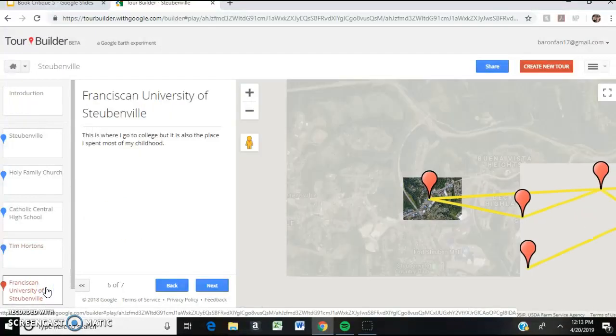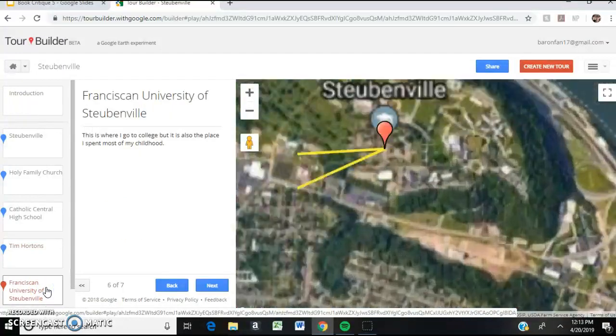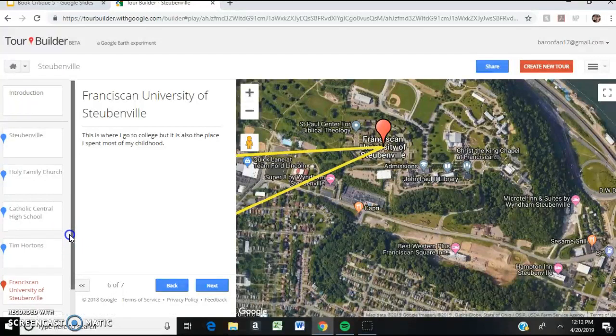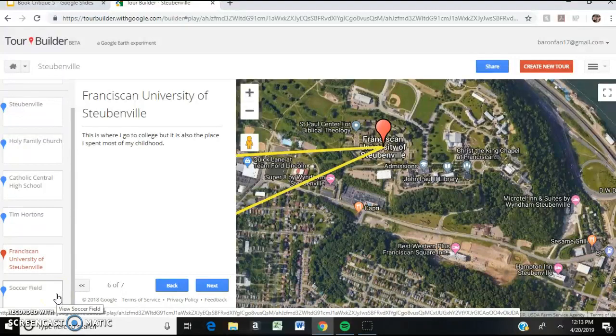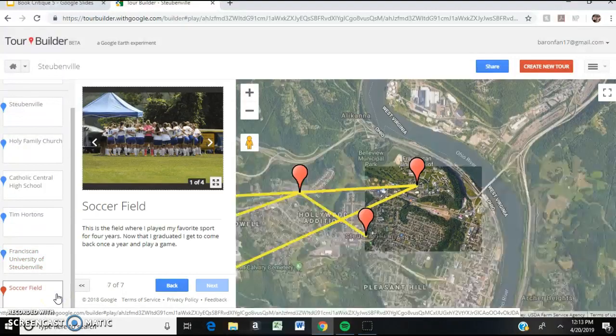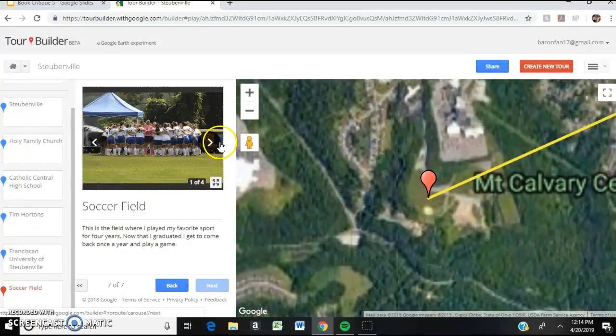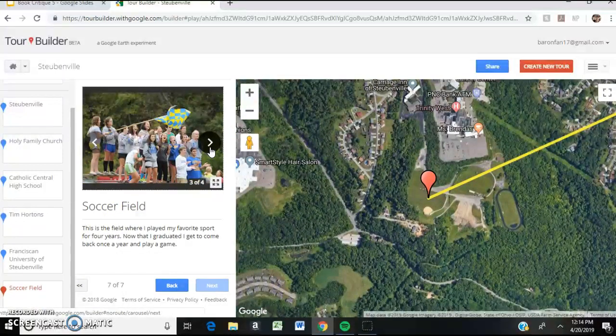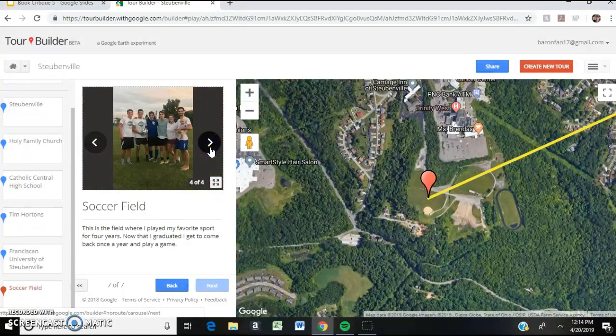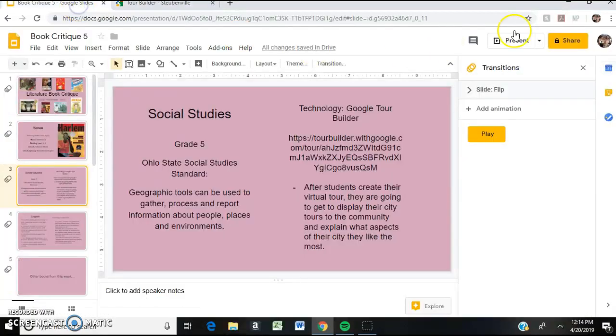And then I go to Franciscan, and I grew up in Steubenville, so Franciscan was a very big place. I was there every week, almost every day with my family, and I really got to grow while going there as a child. And then we go to my high school soccer field, which is where I got to play my favorite sport, got to cheer on my favorite team, and now every year I get to go back as an alumni and play in one more game. So that is my tour of my town.